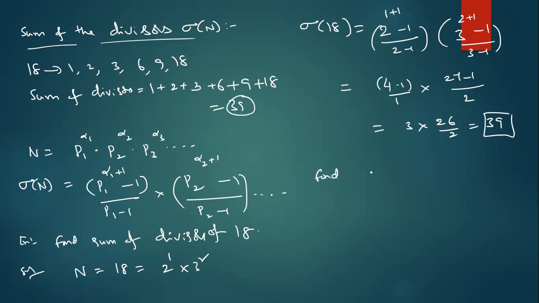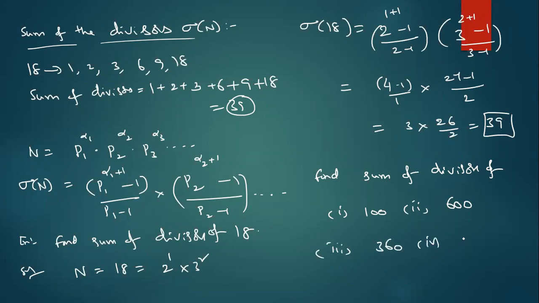So practice at home. I'm giving some questions. Find the sum of divisors of 1) 100, 2) 600, 3) 360, 4) 180. Not only the sum of the divisors, we can find the number of divisors also. Okay, find the number and sum of the divisors.